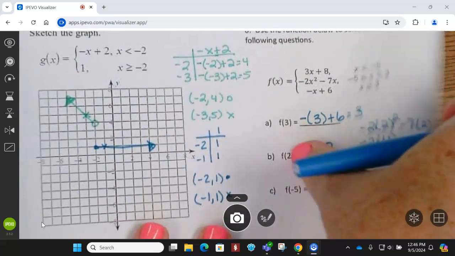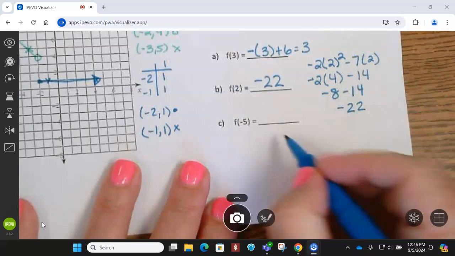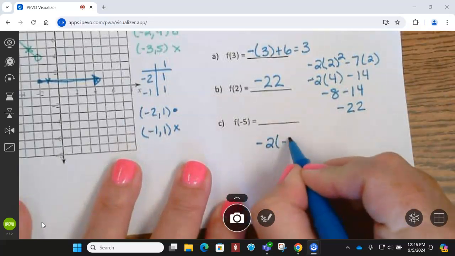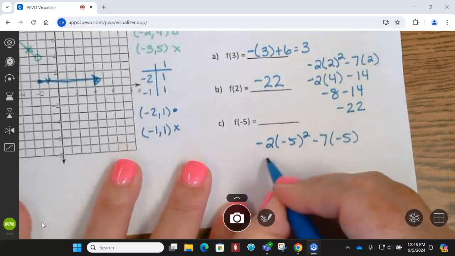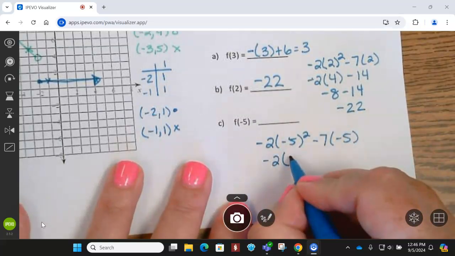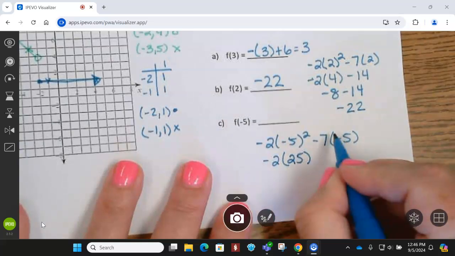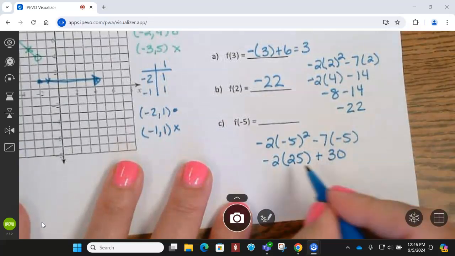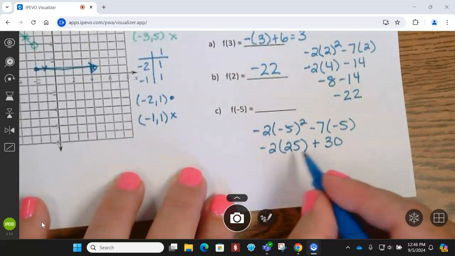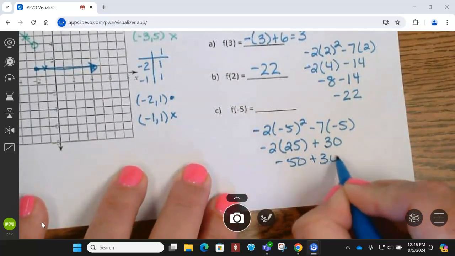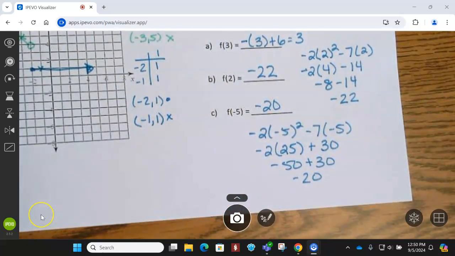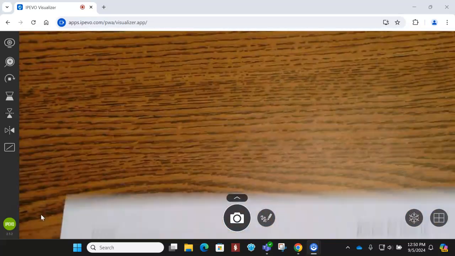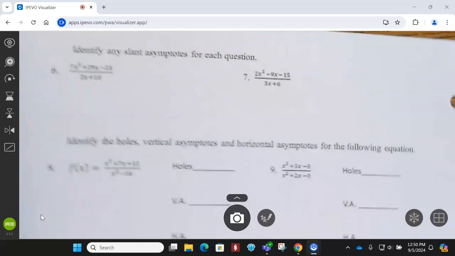So here we go. We're going to do our PEMDAS again. So -2 times -5 squared minus 7 times -5. So -2 times -5 is positive 25, and this becomes plus 30. So this becomes -2, so -50 plus 30 is -20. Hold on 1 second. Sorry about that, guys. So there's the final answer. Okay, so here you go.